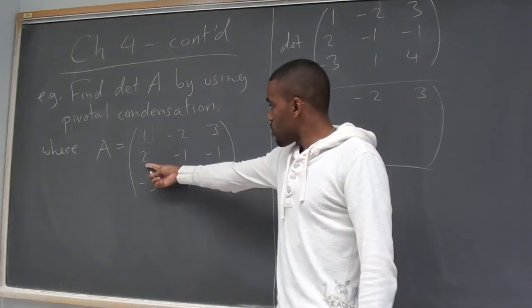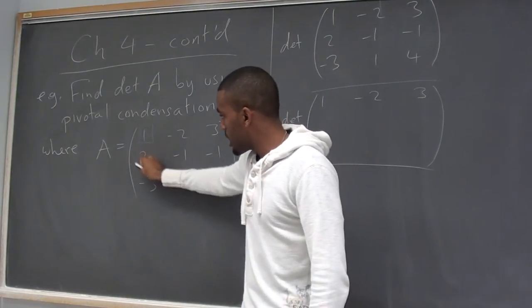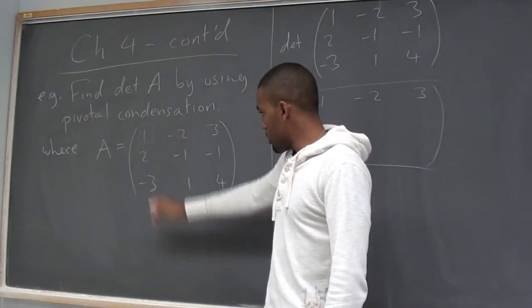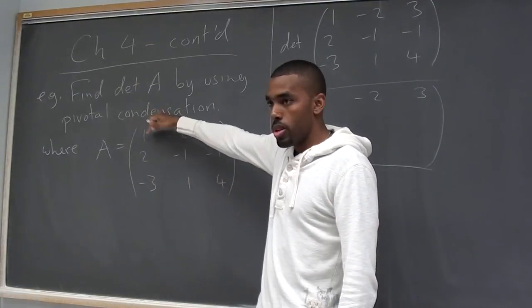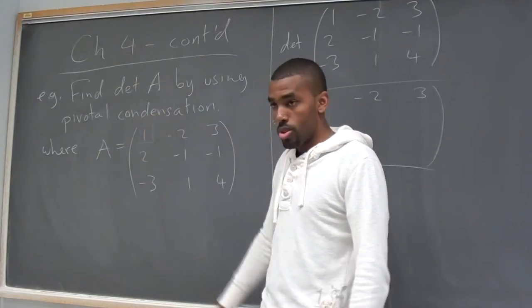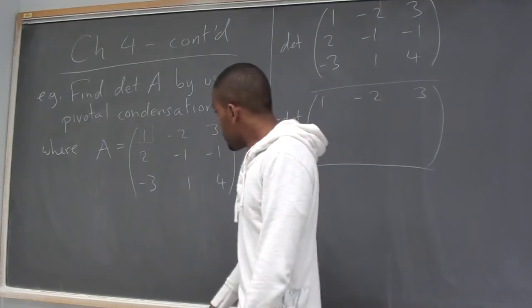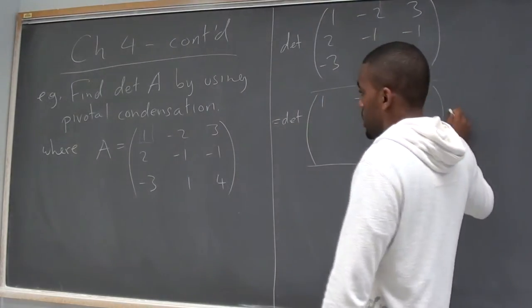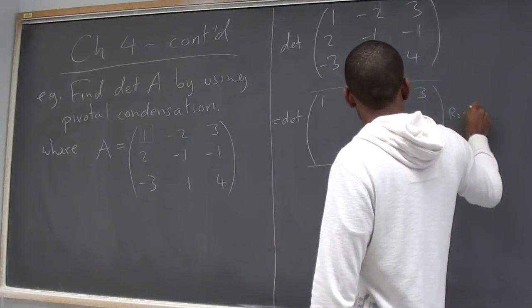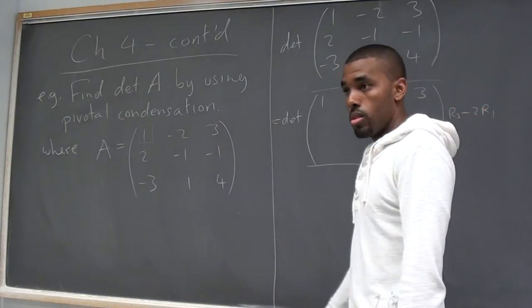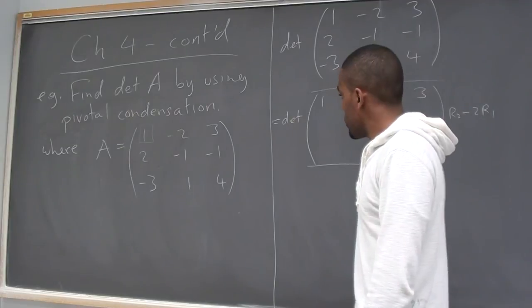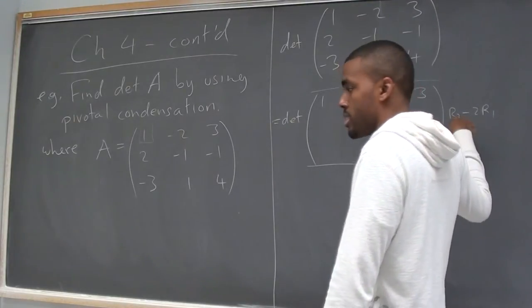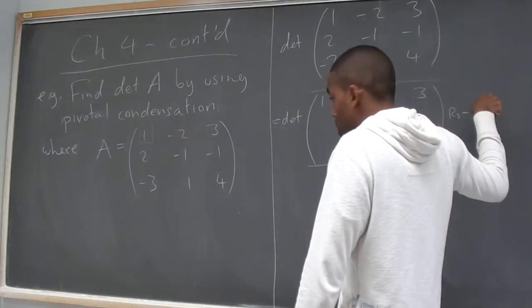So here I want to replace the second row with a row that has a 0. So what I'm going to do is take this row and add it to a multiple of some other row. My first row is going to be a nice one. So let's do that. What can I do? I can take row 2 minus 2 times row 1. So I'm replacing row 2 by itself plus a constant times another row.